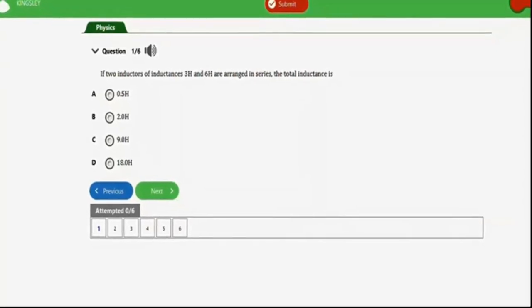In this video, we're going to learn how to solve these physics repeated questions under the subtopic inductance, induction coil, and energy stored in an inductor. So we have 5 repeated questions to practice with in this video.